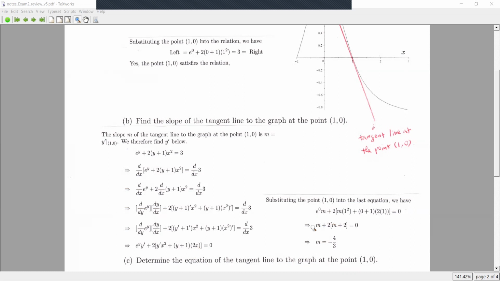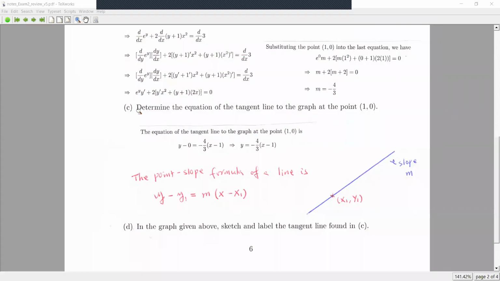E to 0 is 1. And m times 1 is m. And this number is 2. Now solve this equation for m. Then we get m is negative 4/3. So the slope of this tangent line is negative 4/3.